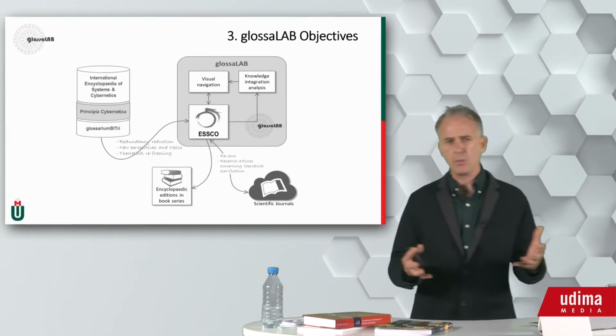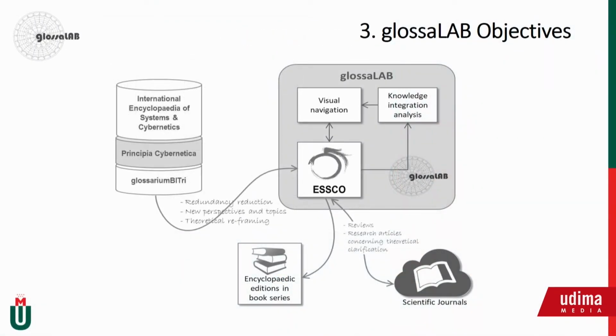So the objective can be well described in the same illustration that I showed you before. The very idea is to collect all the contents, and we want to export these contents to make them feasible to be operated online and to work with them online, to make them interoperative. This is one of the objectives, but with the content, we want also to work, as I mentioned before. We want to eliminate redundancies. We want to bring new perspectives into the interdisciplinary glossaries, and we want to develop theoretical reframing whenever this is needed.